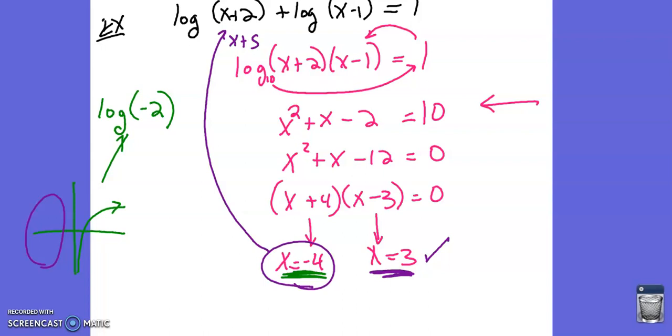So you have to be very careful and check your answers, especially if something will end up being log of a negative number. I can't have that, all right? So make sure you check the values. So here, in this case, that does not work. The answer is x equals 3. And that's how you solve exponential and logarithmic equations.